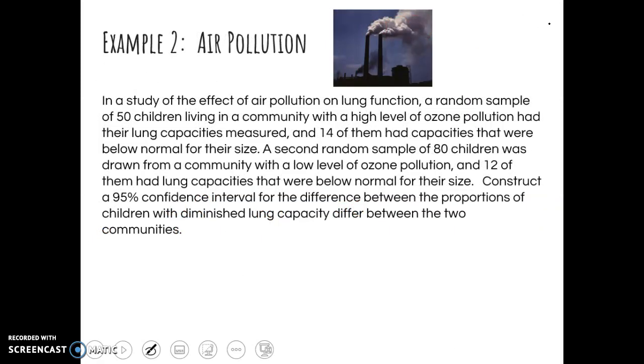In a study, example 2, in a study of the effect of air pollution on lung function, a random sample of 50 children living in a community with a high level of ozone pollution had their lung capacities measured, and 14 of them had capacities that were below normal for their size. A second random sample of 80 children was drawn from a community with a low level of ozone pollution, and 12 of them had lung capacities that were below normal for their size. Construct a 95% confidence interval for the difference between the proportions of children with diminished lung capacities between the two communities.